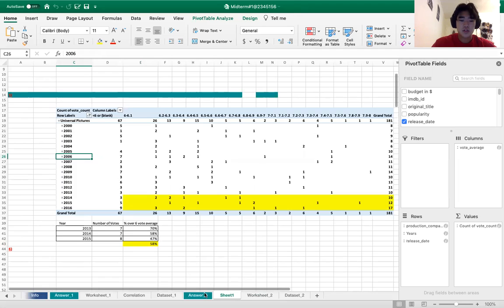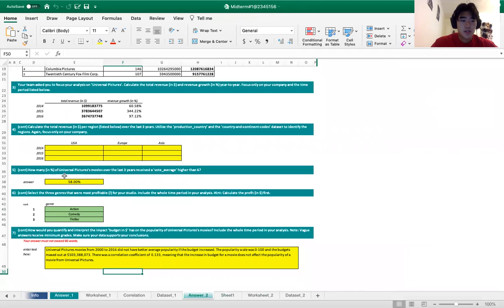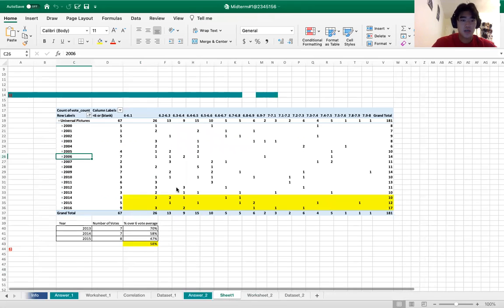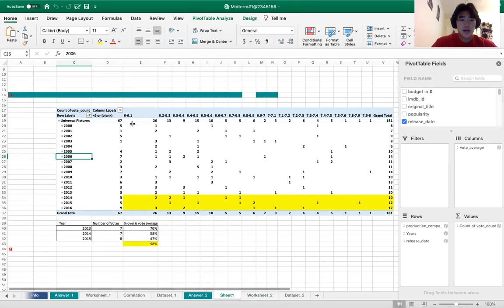Or here, let's go to the question. It wants me to calculate the percentage of Universal Pictures movies over the last 3 years and a vote average higher than 6. So I created a pivot table where I had my Universal Pictures and release date in the rows so I could narrow it down, and then the vote average up top so I could see every vote that was higher than 6.